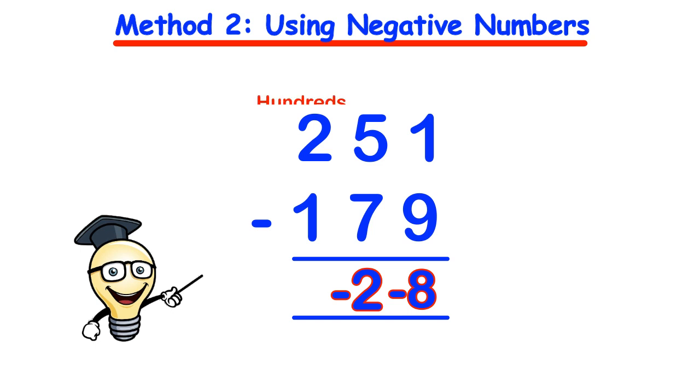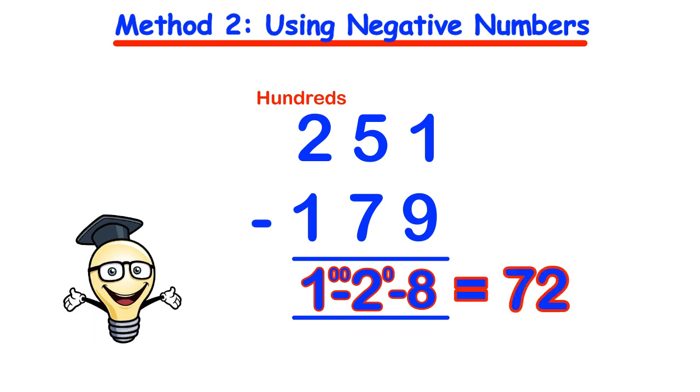And then we can go to the hundreds column. 2 take away 1, or 200 take away 100 is just 100, and we just put the 1 in the answer line. So we have 1 or 100 minus 20 minus 8. 100 minus 20 is 80, and 80 minus 8 is 72, so the answer is 72.